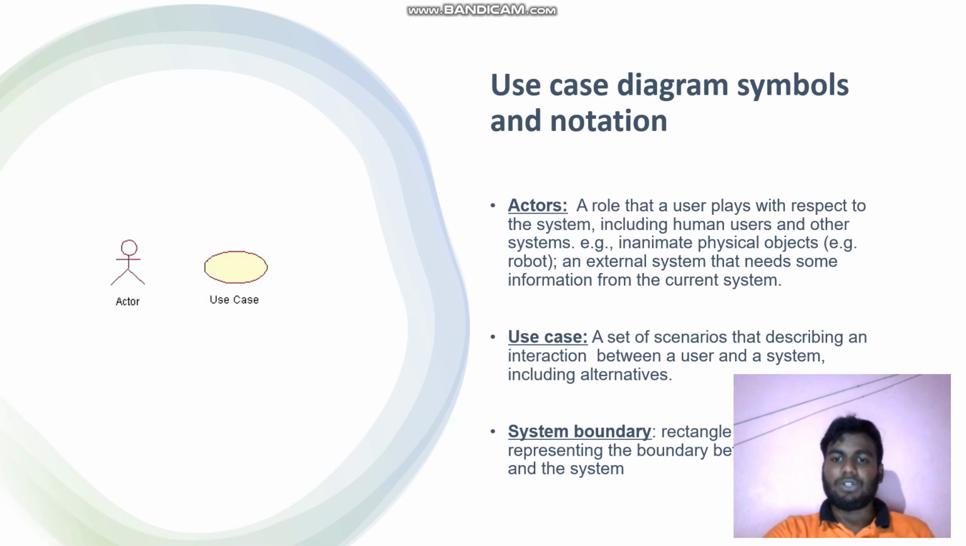Let's see the symbols and notation of the use case diagram. Actor: an actor interacts with the system, and examples of actors are a human user or another system. Use case: a set of scenarios describing an interaction between the user and the system. The use case name should start with a verb. Let's see the system boundary. It is a boundary between the actor and the system.